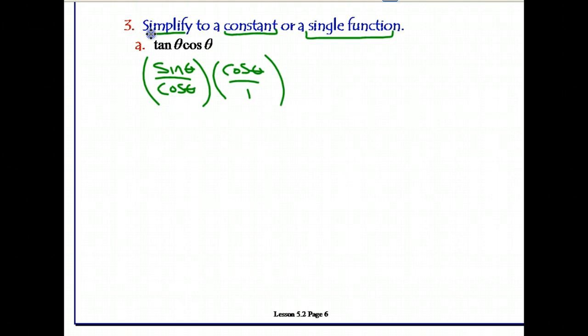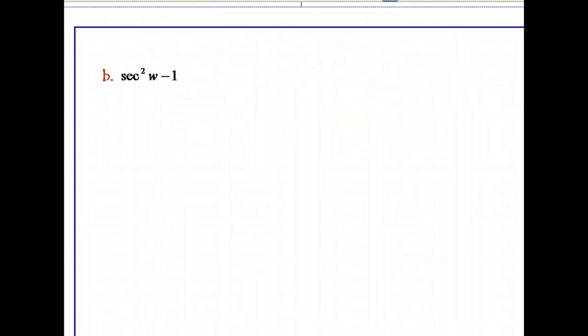And look at that. The cosines cancel out. And I multiply my fractions. This simplifies into just sine. And I know I'm done when I get a single trig function or a constant. That's a single trig function. I am done. Next one.